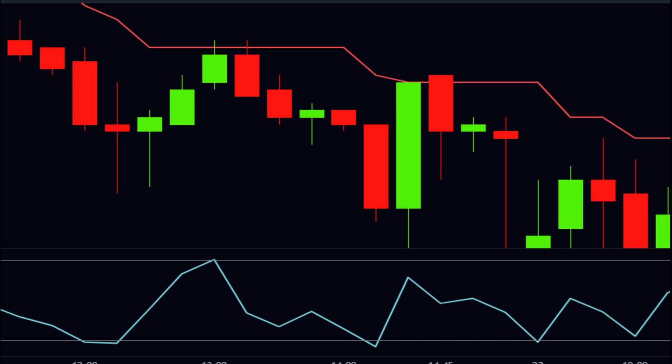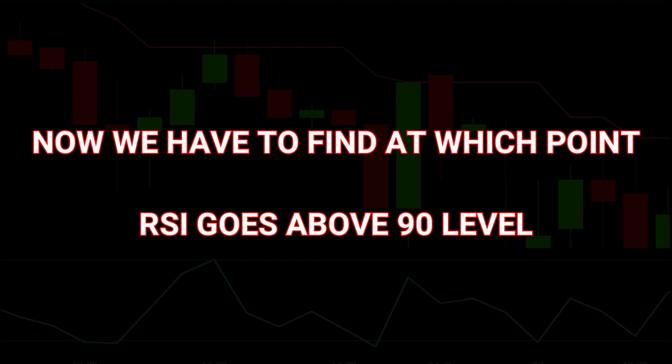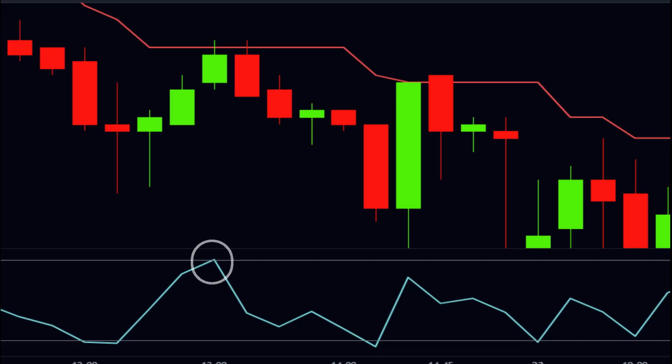As you can see here, we have a chart of stock on 15-minute time frame. Here half trend is in red color. Now just find at which point RSI of the stock goes above the 90 level. As you can see here, RSI of the stock goes above the 90 level. Thus, both the conditions are satisfied over here.